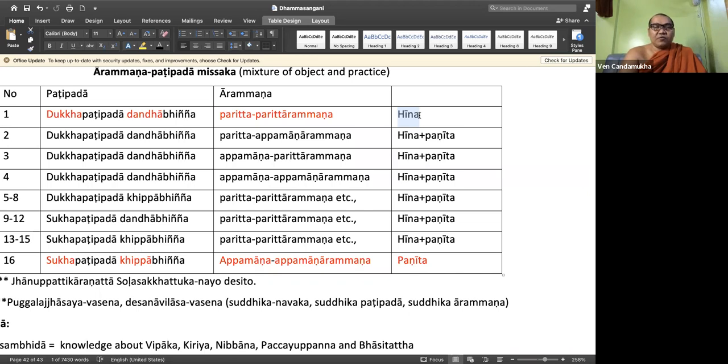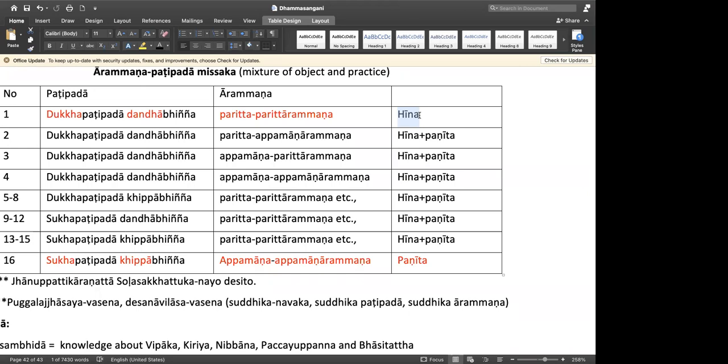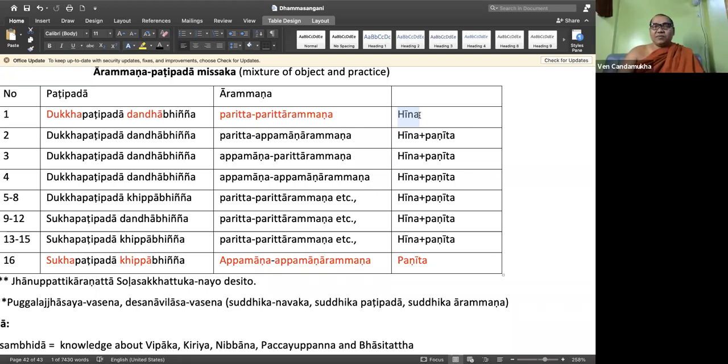So, for number 2, number 3, number 4, up to number 15, they are a mixture of hina and panida, maybe for 2 reasons, 3 reasons, or 4 reasons. So they will have a different mixture name: hina, lower, and then panida; hina, inferior, panida, superior. Like that, and also panida, hina, we can reverse the term: hina, panida, hina, and so on, up to the reasons.